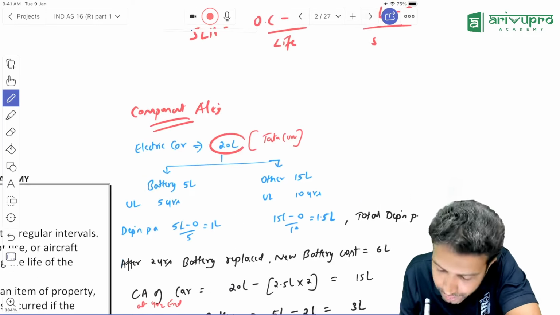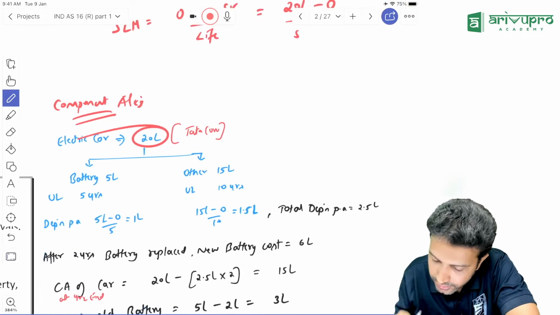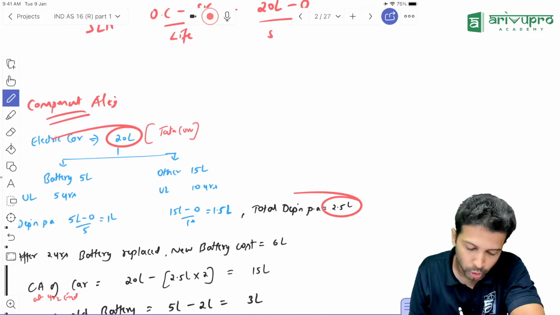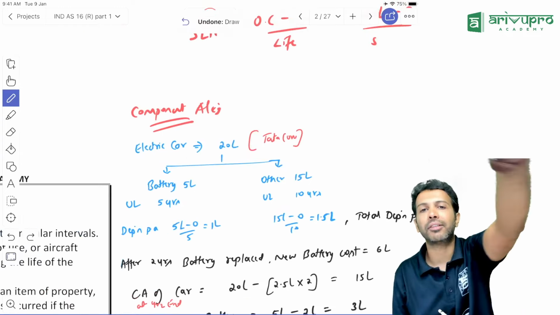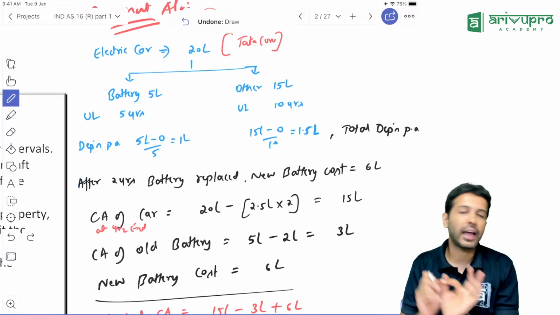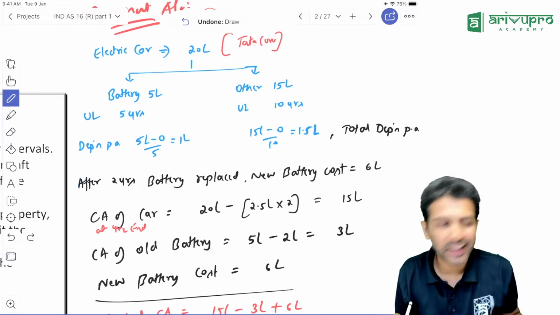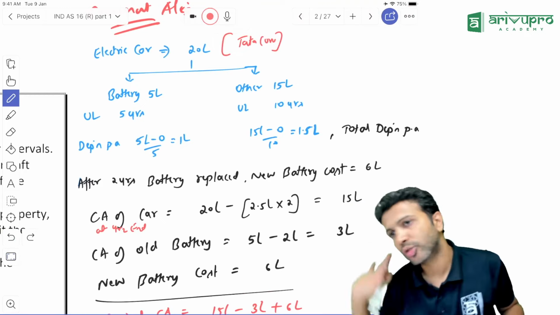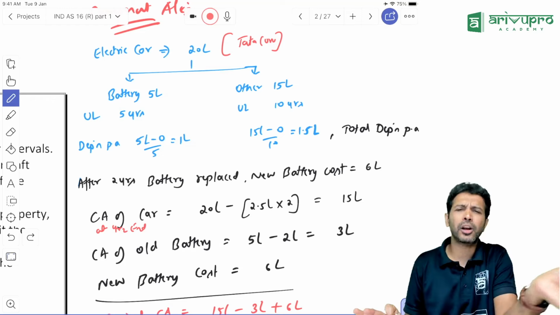How much did you buy the car for? 20 lakh. Every year, how much are you depreciating it by? 2.5 lakh. 1 year, 2.5 lakh. For 2 years, how much? 5 lakh. That means what is the carrying amount of the car? At the end of second year, the carrying amount of the car in your books is 15 lakh. So far, okay? Okay.